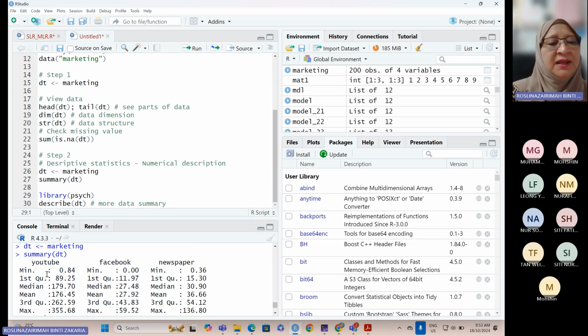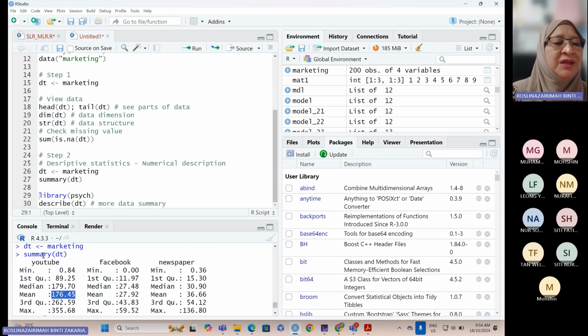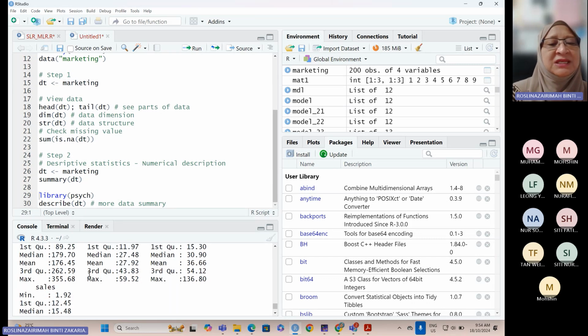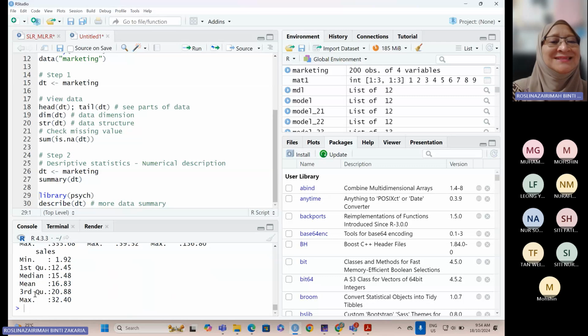I know that the minimum is 0.84. Then the first quartile, second quartile, the average, the third quartile, and also the maximum. So if we use the summary function, we only have six descriptive statistics, or the five-number summary, for Facebook, newspaper, and sales.